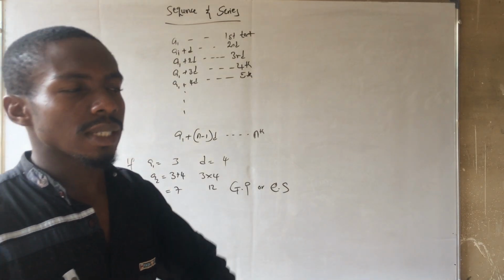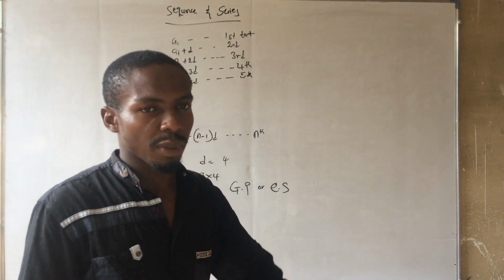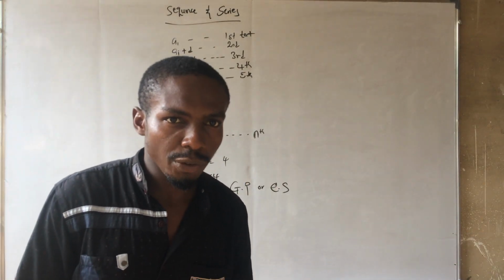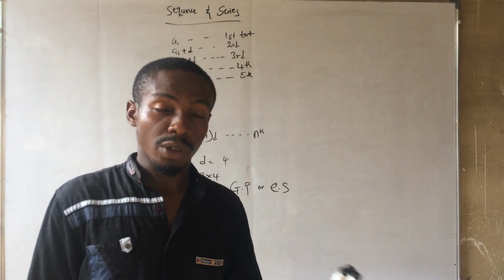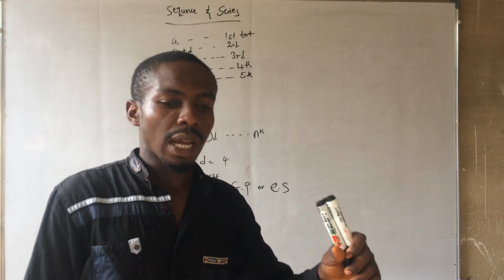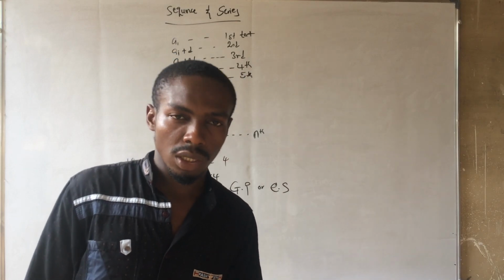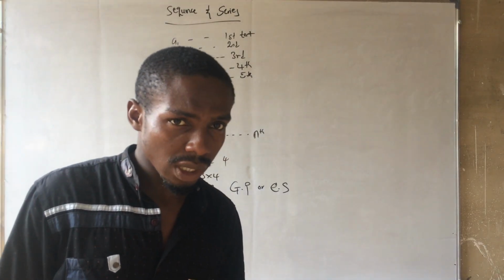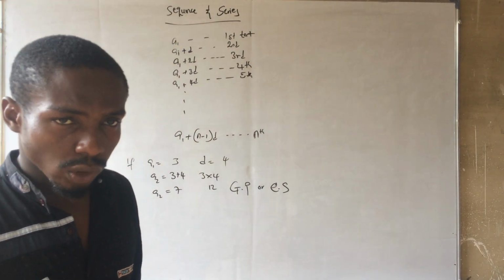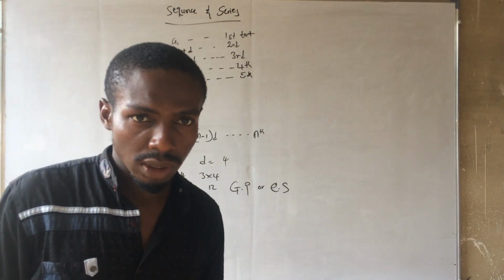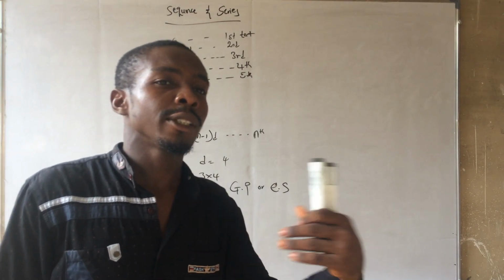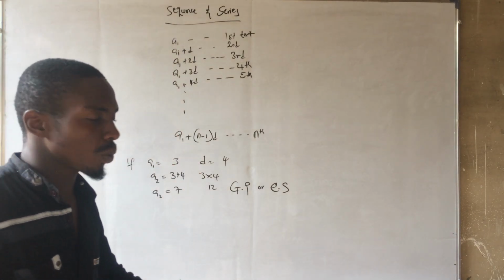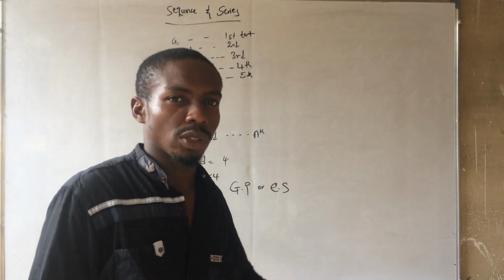So the only difference between geometric progression and arithmetic progression is that in arithmetic progression, you add the common difference to the first term to get the second term, and you add it to the second term to get the third term. And in geometric progression, you multiply the first term by the common factor to get the second term, and multiply the second term again to get the third term. So that is the only difference between arithmetic progression and geometric progression.